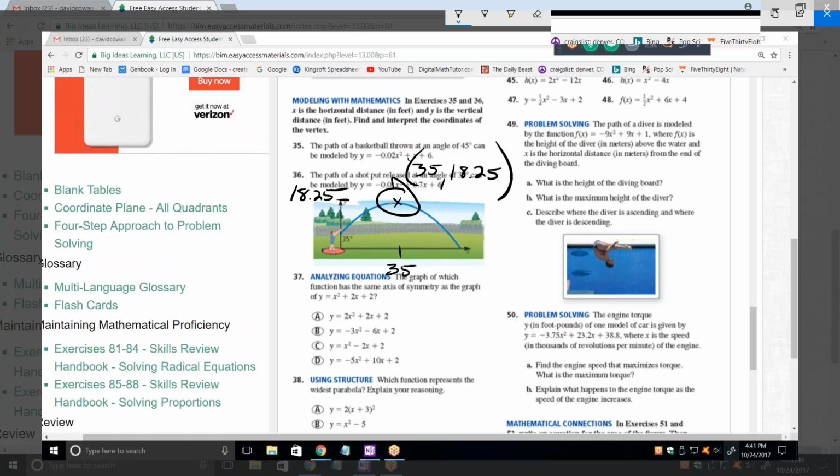This 35 degrees was kind of unimportant. We really didn't need that. They didn't ask about that. They said, find and interpret the coordinates of the vertex. Well, we found the coordinates, and interpreting it means that's the peak. That's the highest point that that shot put hits, and we want to know what that point is and where it comes on the x-axis. Cool. What else do we have here?